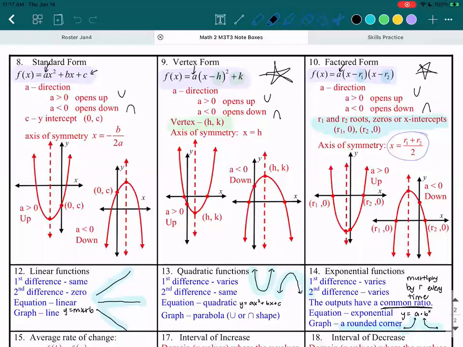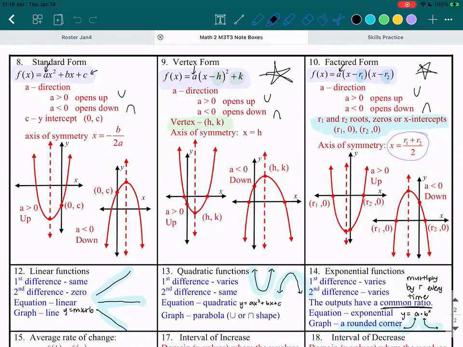Okay, so let's review boxes 8 through 10 again. So the standard form, the vertex form, and the factored form. Starting with standard form, box number 8. Standard form looks like that equation where you have ax squared plus bx plus c. There's no parentheses anywhere, so that's standard form.